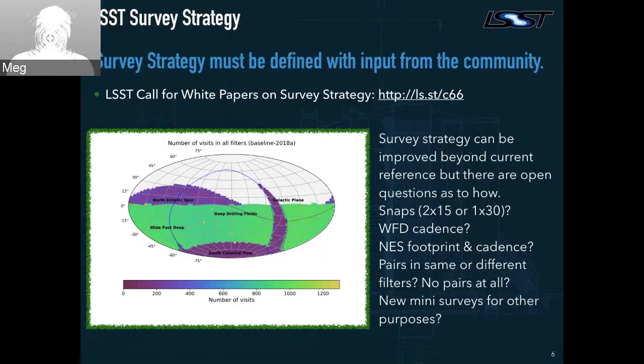The basic idea is the call is now available. We have some simulated survey strategies that are available as jumping off points. We will be working on more as time goes on. We want people to think about what would be best for their science and tell us about it, and tell us how you measure whether a given survey did well at your science. That's the really important part.